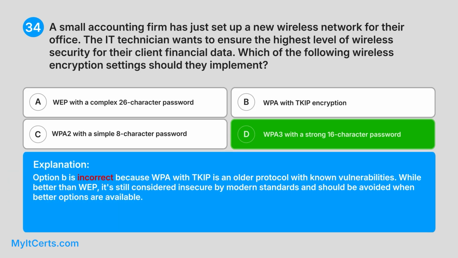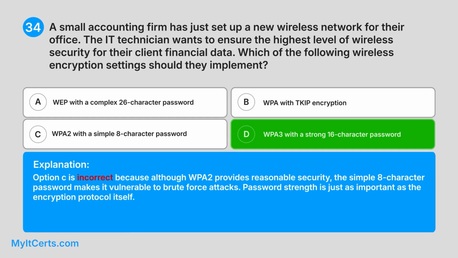Option B, WPA with TKIP encryption, is incorrect because WPA with TKIP is an older protocol with known vulnerabilities. While better than WEP, it's still considered insecure by modern standards and should be avoided when better options are available. Option C, WPA2 with a simple 8-character password, is incorrect because although WPA2 provides reasonable security, the simple 8-character password makes it vulnerable to brute force attacks. Password strength is just as important as the encryption protocol itself.